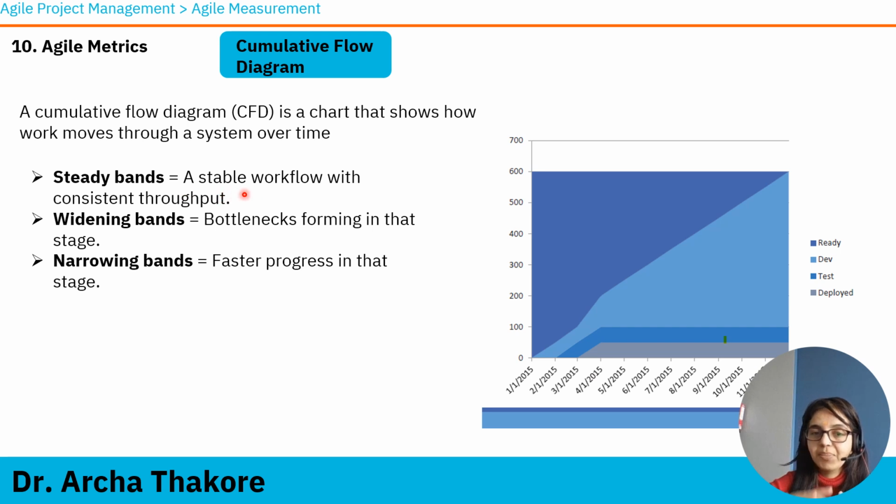Now, if there are steady bands of similar size, that means there is a consistent throughput. Everything is fine. Widening bands, like here, development is widening. That means that the work is getting stuck here. Work is getting accumulated here, so you need to look into it and see what the problem is. Then narrowing bands mean faster progress. So testing is getting done faster, but your development is the problem. So these are your cumulative flow diagrams. The question in your exam can be, you look at a diagram and see where the bottleneck is, or there can be a verbal question about it.